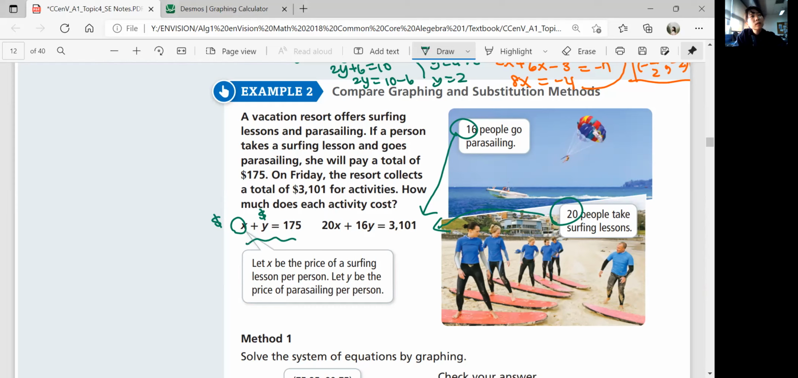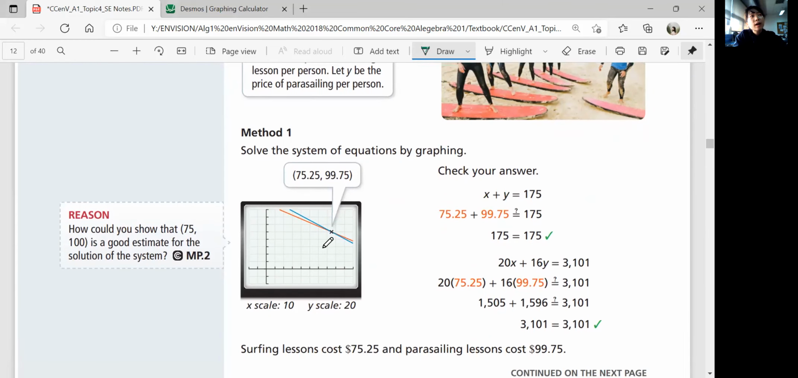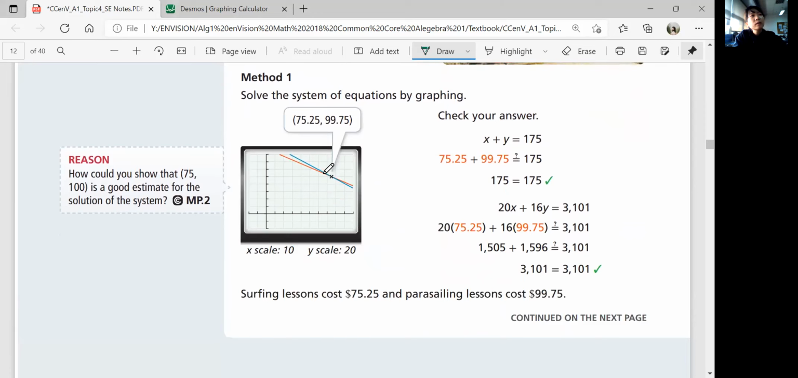So what does the first equation represent again? The cost of x, a surfing lesson, plus the cost of y, a parasailing lesson, equal to 175. Okay, we just know the total price of one surfing and one parasailing. But then we know 20 surfing plus 16 parasailing is a total of 3,101, which is the second equation. Okay, method 1, you're going to graph the two equations and you have a solution point 75.25, 99.75.